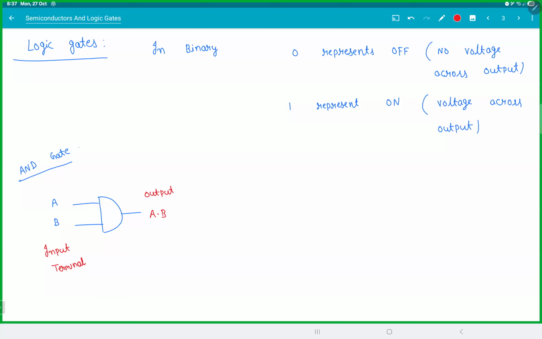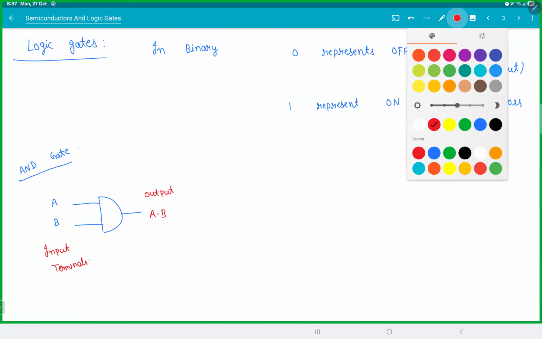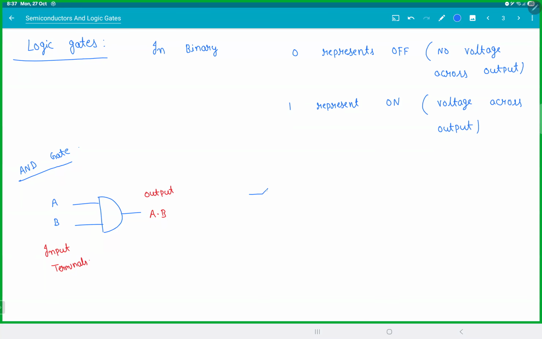So what is exactly an AND gate? Remember this analogy, it will help you. Imagine we have a circuit with two switches, switch A and switch B. We have a battery, and this is connected to a bulb. Whenever the switch is closed, we call it 1. If the switch is open, we say it is 0. So 0 represents open, 1 represents closed.